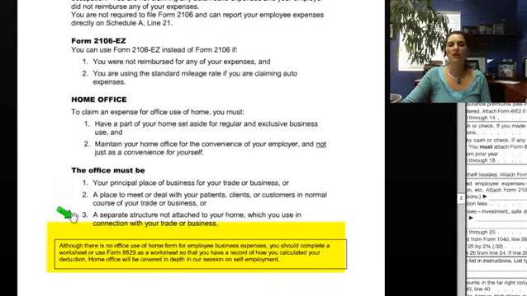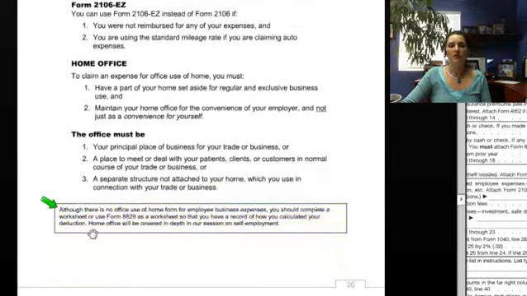Although there is no office use of home form for employee business expenses, you should still complete a worksheet or use the IRS Form 8829 as a worksheet so that you have a record of how you calculated your deduction.